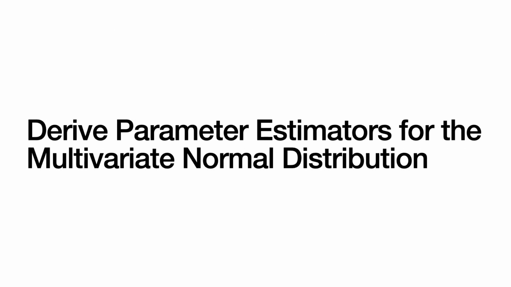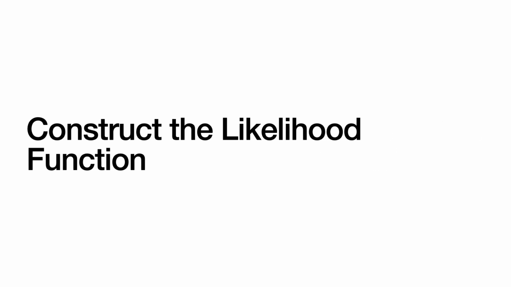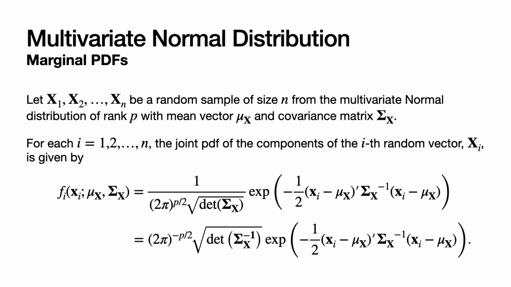In this next major section, we take what we've learned thus far and apply it to the process for deriving estimators of the parameters of the multivariate normal distribution. The starting point for our derivations is the likelihood function, which we will now define and construct. Let bold x1, bold x2, and so forth up to bold xn be a random sample of size n from the multivariate normal distribution of rank p with mean vector mu sub x and covariance matrix capital sigma sub x.